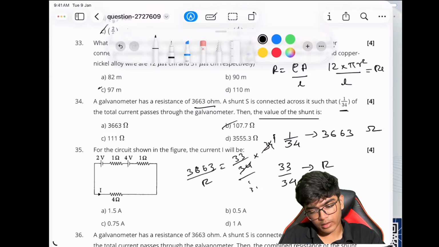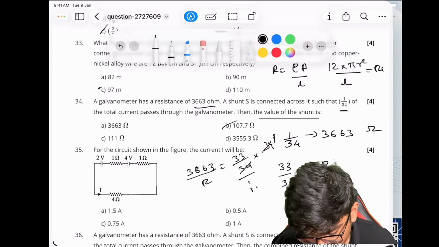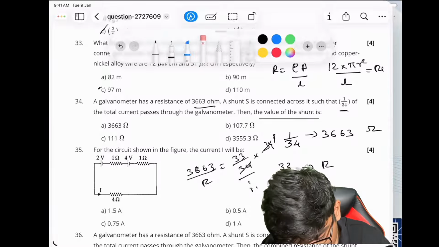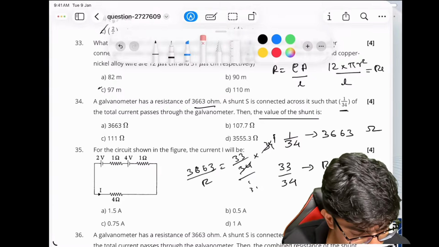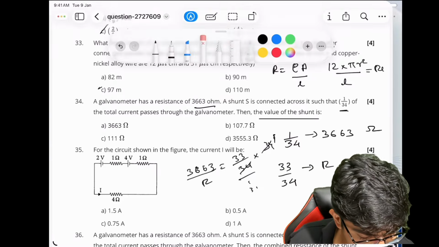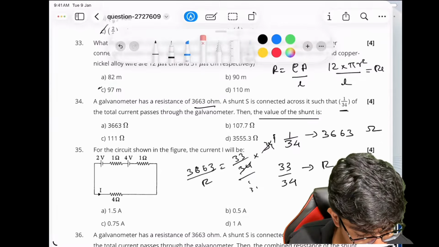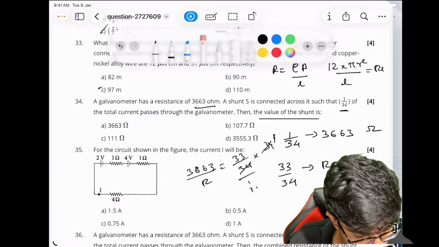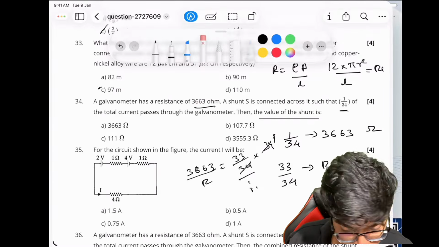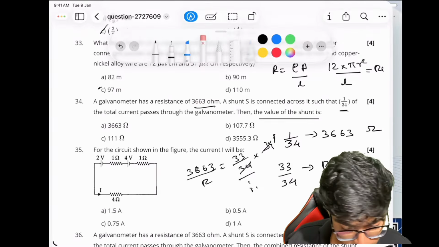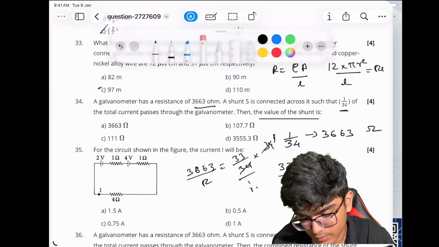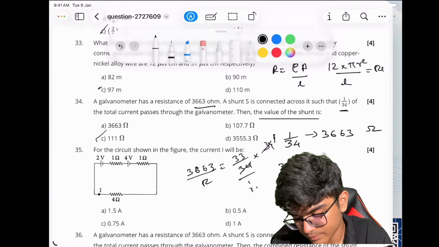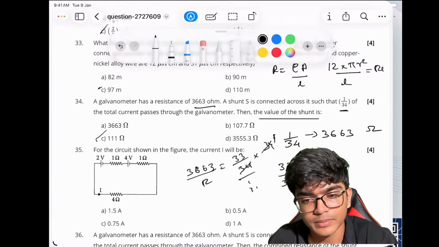It will be around 107.7. Yeah, or 111. I mean 3663 divided by 34 divided by 33 is 111. Our answer. Simple, right? Very, very simple.